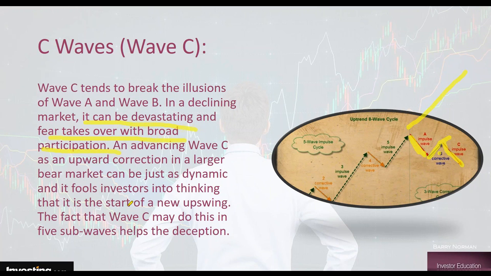Okay, so this is what actually creates this wave C. The fact that wave C may do this in a 5 subwave helps the deception. So remember, not everybody's looking at Elliott Wave, so they're looking at uptrend on their charts, and they're seeing these up price moves this way, this way, this way, and when it comes down this way, and they're looking at their support and resistance line, and they're saying, okay, it's a correction, and we're going to go up. Elliott Wave will help you see that it has moved into a C impulse wave, and that uptrend is really over, where all these guys here are getting faked out.